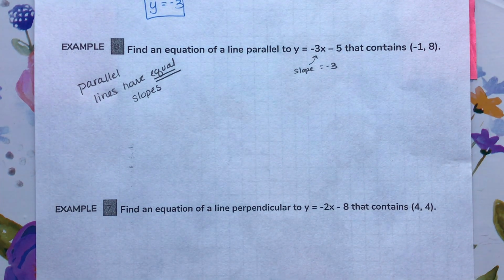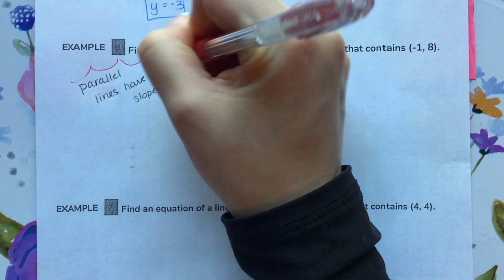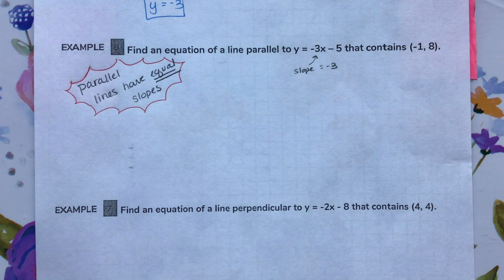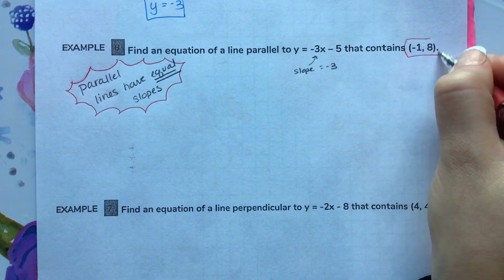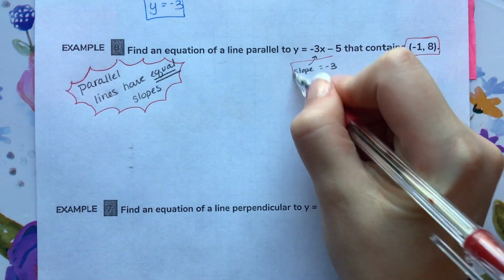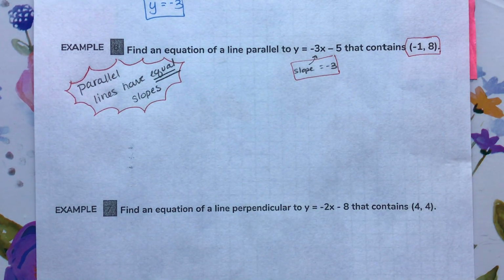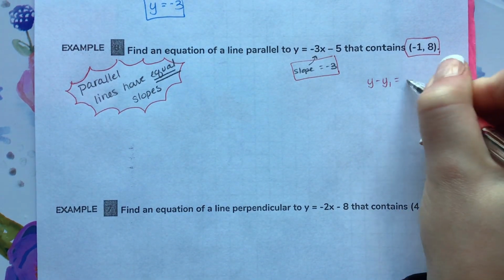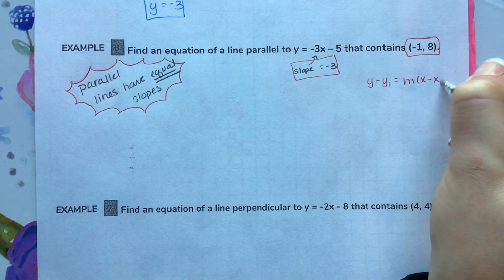I'm actually going to put a graphic around that so it really sticks out for you. We also want this line to go through this point right here. If you have the slope, which we do, and we have a point, which we do, we should use point-slope form. So point-slope form is y minus y sub 1 is equal to m multiplied by x minus x sub 1.